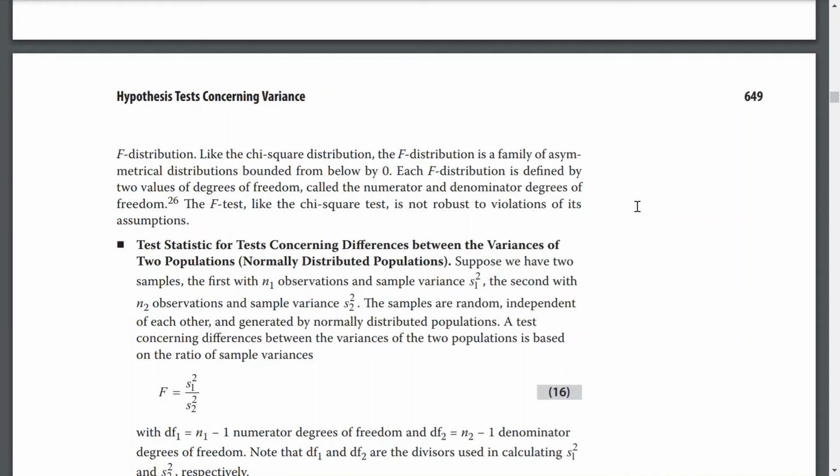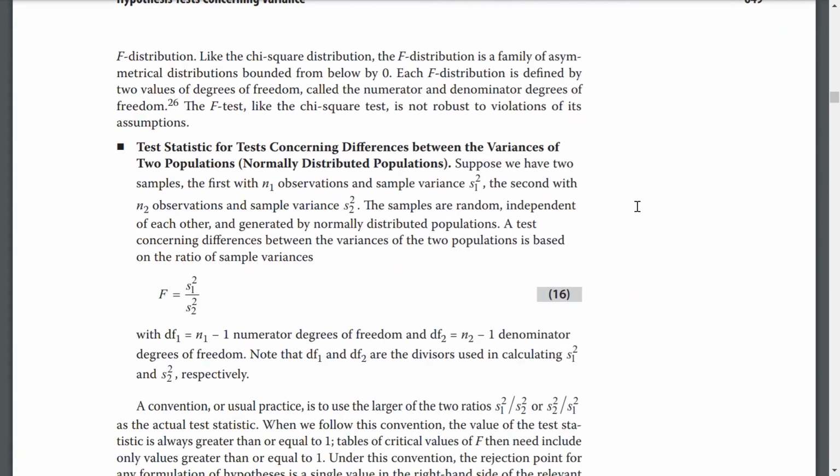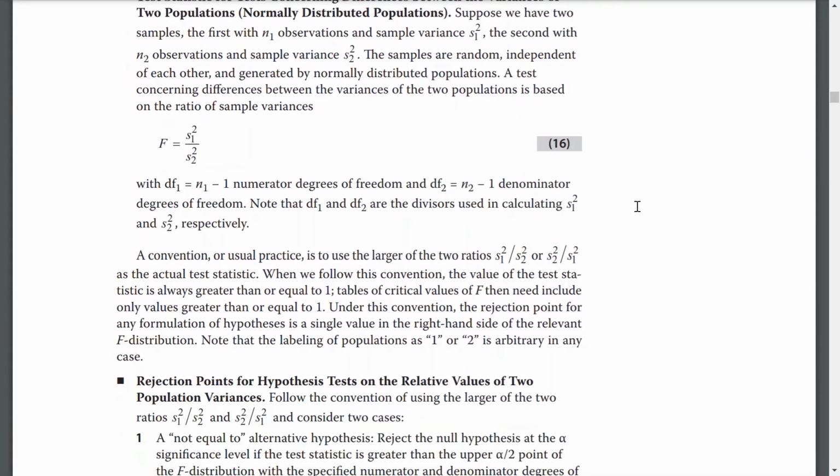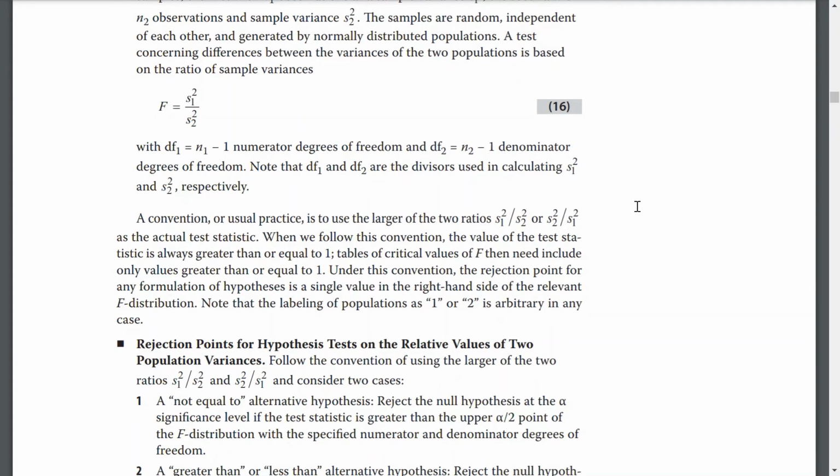Test statistic for tests concerning differences between the variances of two normally distributed populations. Suppose we have two samples, the first with n1 observations and sample variance S1 squared, the second with n2 observations and sample variance S2 squared. The samples are random and independent of each other, and generated by normally distributed populations. A test concerning the difference between the variances of the two populations is based on the ratio of sample variances, with n1 minus 1 as the numerator degrees of freedom and n2 minus 1 as the denominator degrees of freedom. Note that n1 minus 1 and n2 minus 1 are the divisors used in calculating S1 squared and S2 squared.